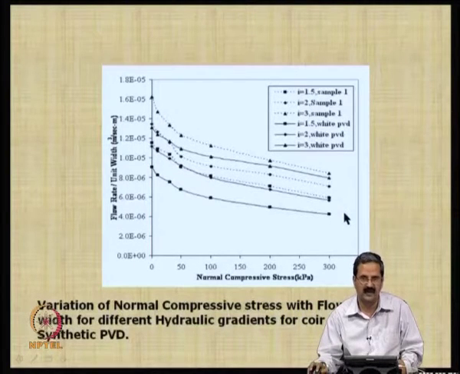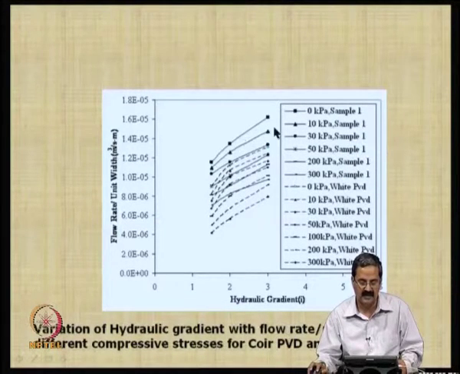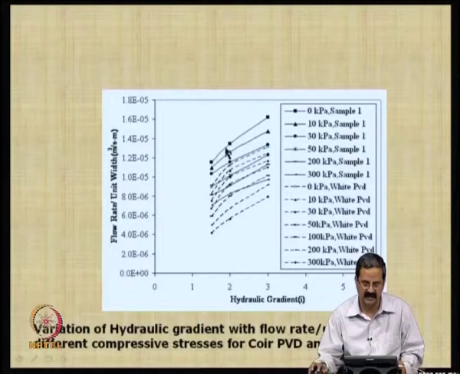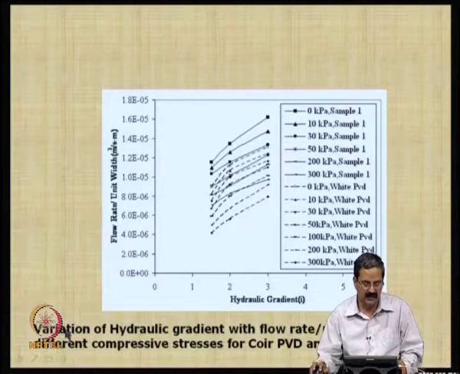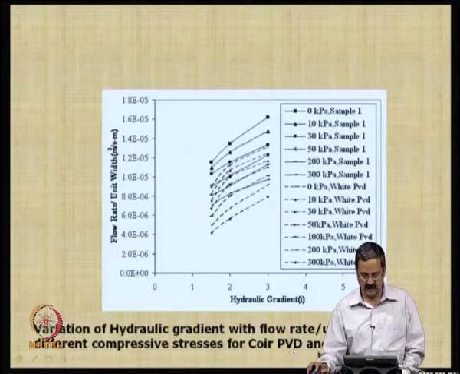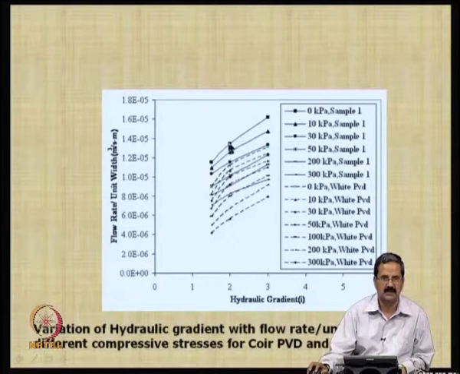Okay. So, this is in fact one important point one should know, and this is another example of the same thing, under different hydraulic gradients, how are they performing. You can see that all the samples are a little higher, but they have comparable properties. That is one important thing: when you see the variation of hydraulic gradient with flow rate per unit width, for different compressive stresses, for coir PVD and synthetic PVD, you can see that the results are quite reasonable, is it not.